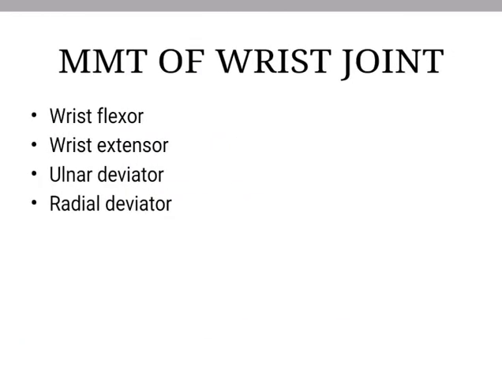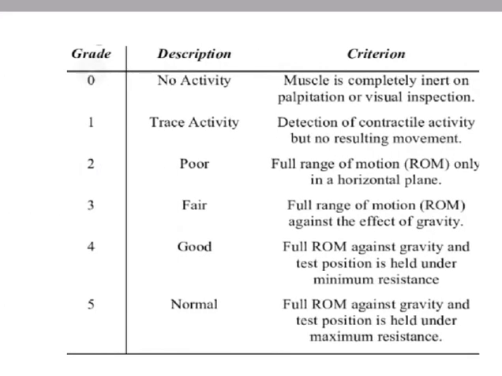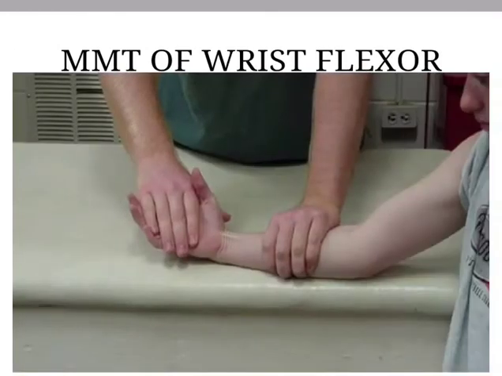Then MMT of the wrist joint includes wrist flexors, wrist extensors, ulnar deviators, and radial deviators. You can see the grading, where you can know how much strength the muscle has. Then for MMT of wrist flexors, what are the wrist flexors? The primary muscles are flexor carpi radialis, flexor carpi ulnaris, and palmaris longus.